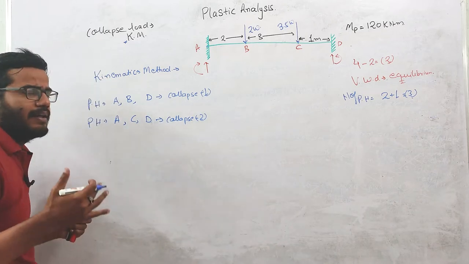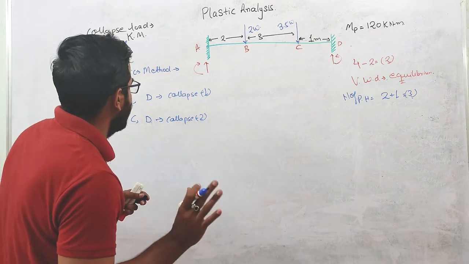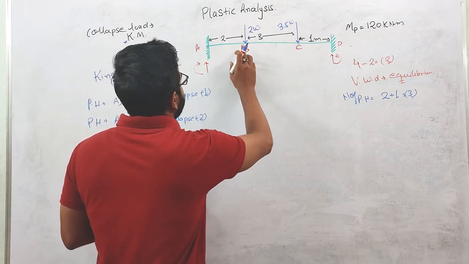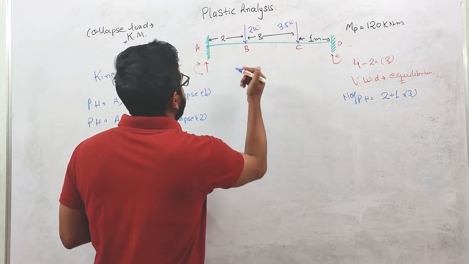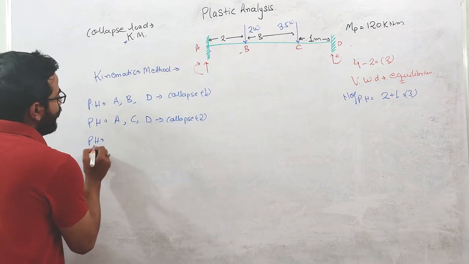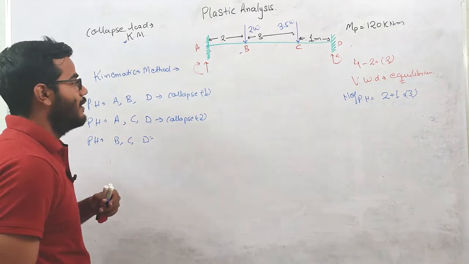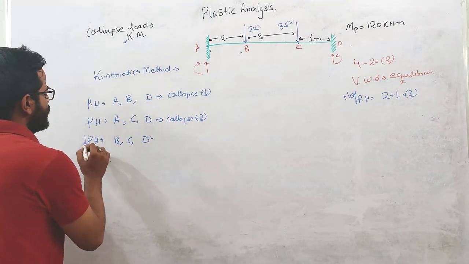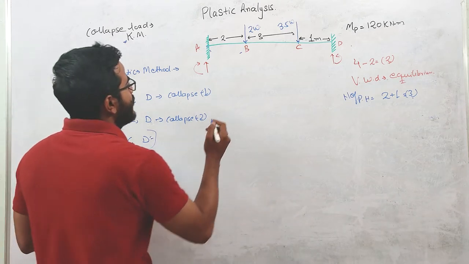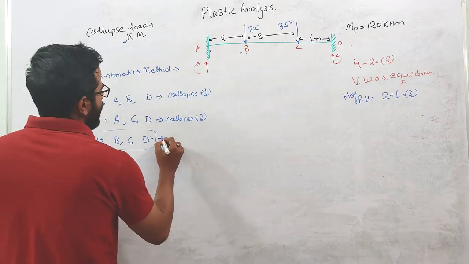We don't know where exactly the plastic hinges will form, so we don't know the exact collapse mechanism. But we know that plastic hinges will form under the point load. There are chances of the plastic hinges forming under the point load and at the support conditions. So the next case I am taking is when the plastic hinges form at B, C, and D. We don't normally check this case, but I'm showing you in this problem. So let us suppose this is collapse 3.